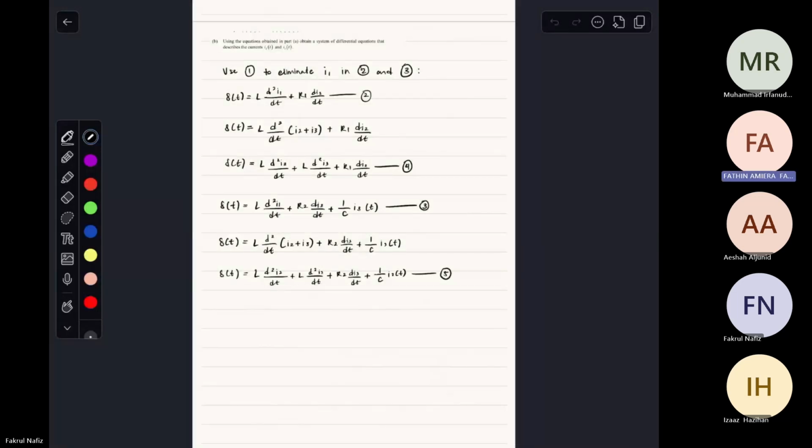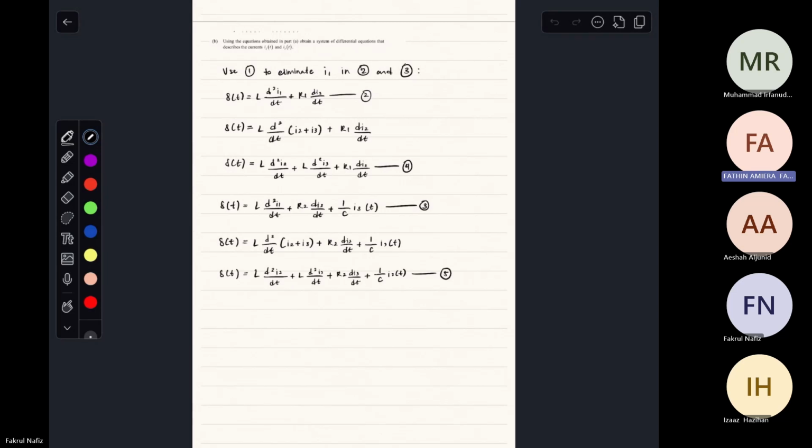So I'm going to present part B of this question. It's about using the equations obtained in part A to obtain a system of differential equations that describes the currents I2(t) and I3(t). As Izaaz has stated, he got three equations for part A. So we're going to use the first equation to eliminate I1 in equation 2 and equation 3. We're going to calculate equation 2 first.